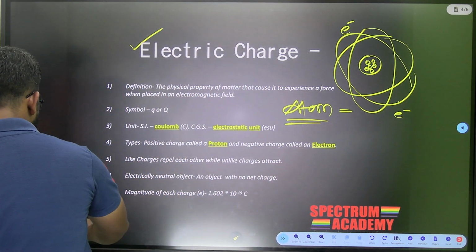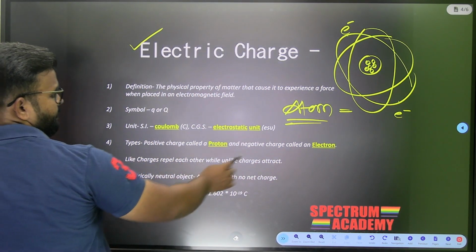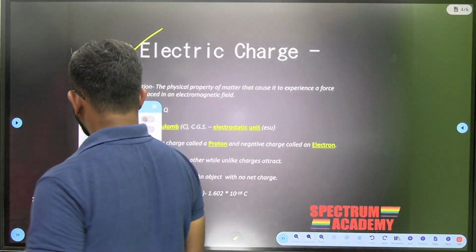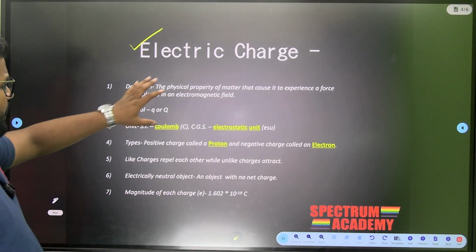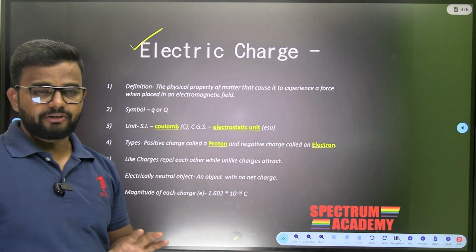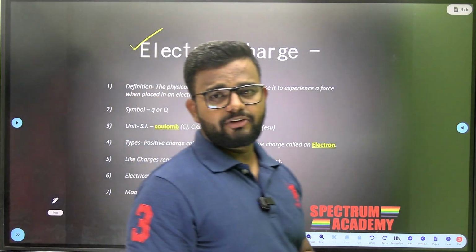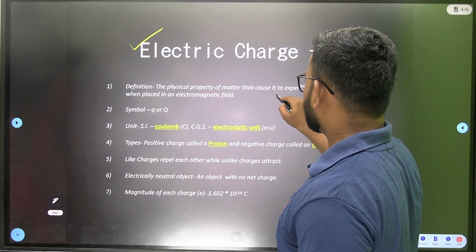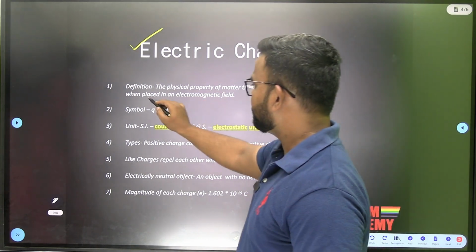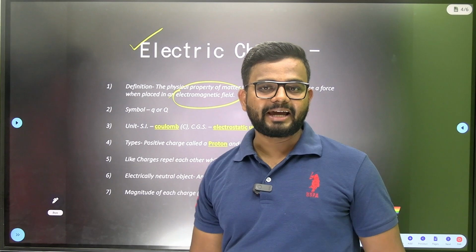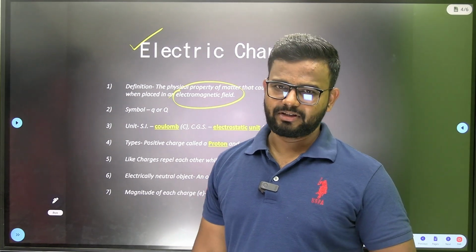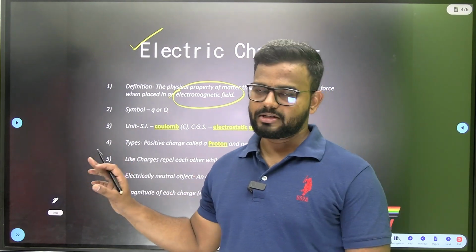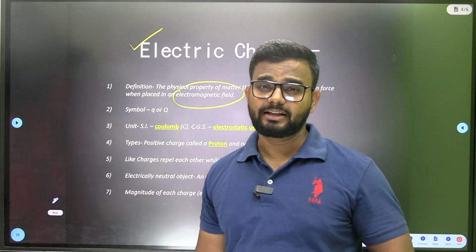So moving on further, see here, electric charge. So here I have given you a definition of electric charge. What is the definition? The definition is very easy. The physical property of matter that causes it to experience a force when placed in an electromagnetic field. What is the meaning of it? It's very easy. Before understanding this particular concept, let me give you another example.